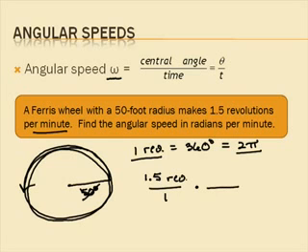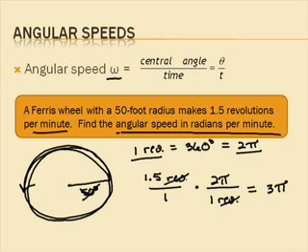So if I'm going to use dimensional analysis, 1 revolution is equal to 2 pi radians. The revolutions cancel out. Looks like I have to multiply 1.5 times 2 pi. So we get 1.5 doubled is 3. So our angular speed is now in radians per minute. Okay, so that's how you would convert.